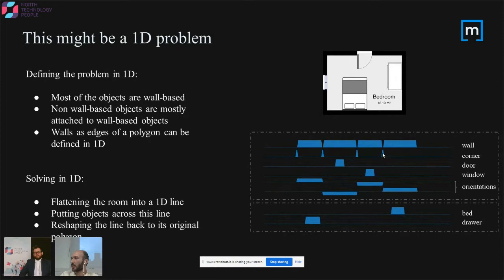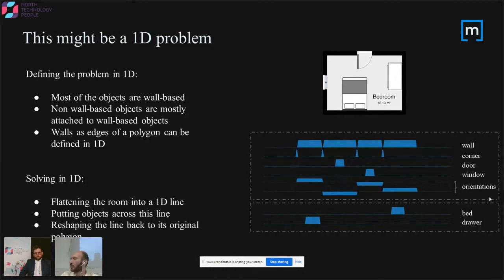Then I see a corner. The corner is here. This is a signal for the corner. Another wall, there is a window, and so on and so forth. So I have wall, corner, door, window. Orientation is a sine and cosine of the orientation of the wall that we are talking about. And we have all the objects.